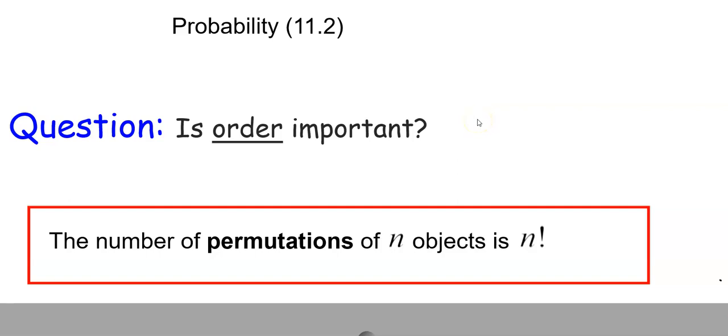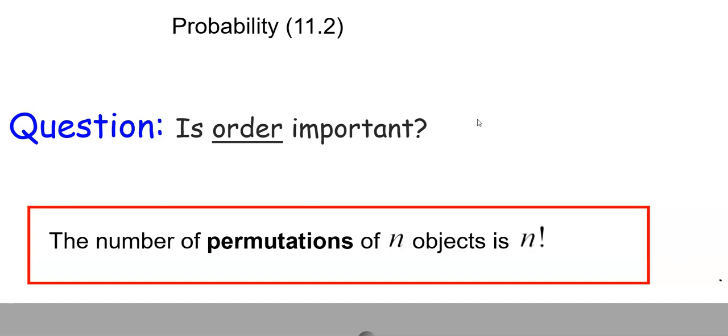Okay, so today we're talking about probability. It's kind of fun stuff. So is order important? That's a question that not every time you do probability, but many times you're going to come across: is order important? We talked about permutations yesterday. Order is important for a permutation, but for combinations, order is not so important.